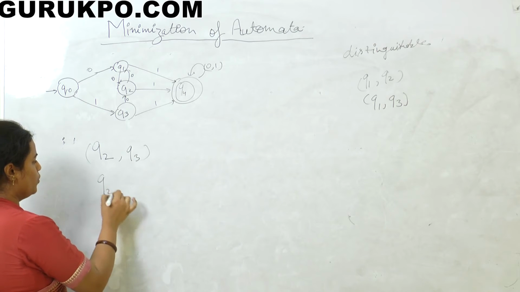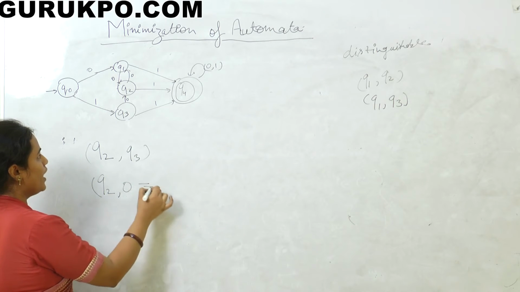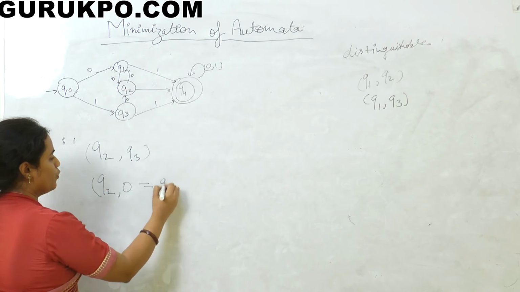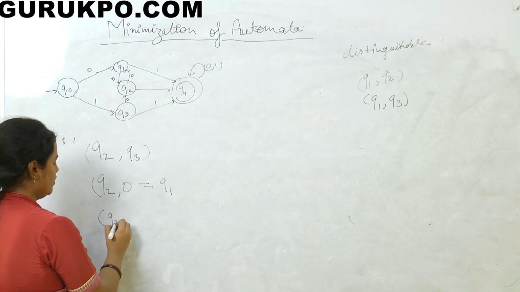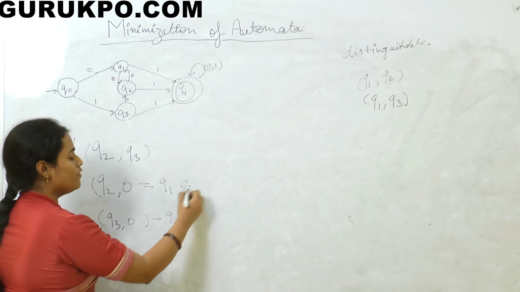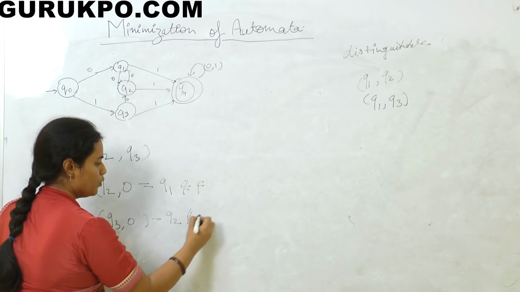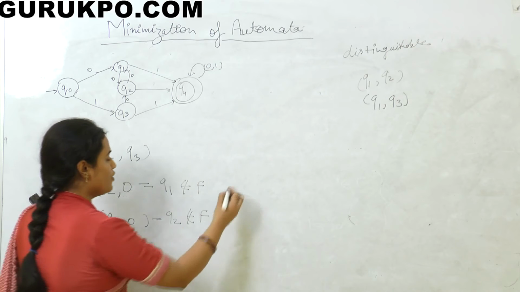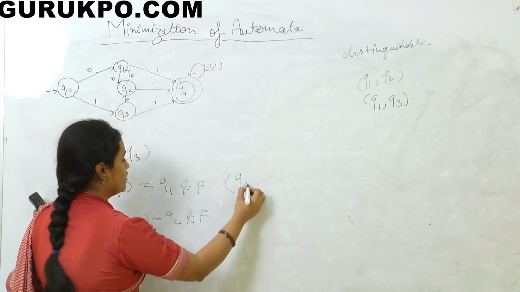At Q2, when I am giving the input 0, I am reaching the state Q1. At Q3, I am giving the input 0, I am reaching the state Q2, and both of these states do not belong to final states. Now we have to check for another input.